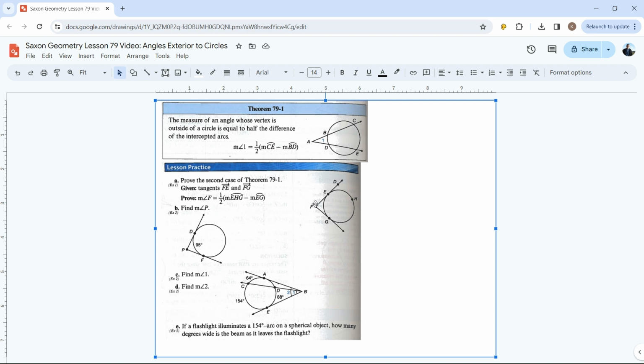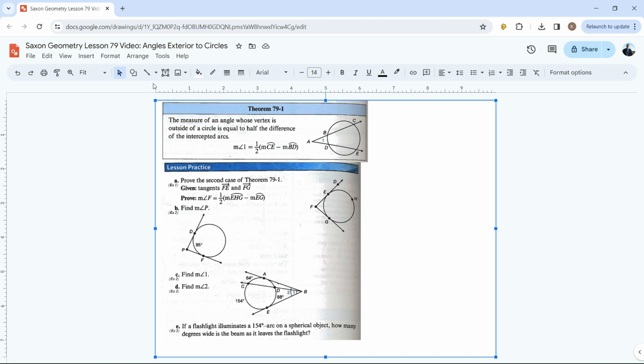So we need to prove that given tangents FE and FG, the measure of angle F is 1/2 the measure of EHG minus EG. Those are my two intercepted arcs. EHG is the major arc, but notice I'm also intercepting the minor arc, EG. And I need to subtract those two, then divide by 2. Okay, let's see how we can prove that.